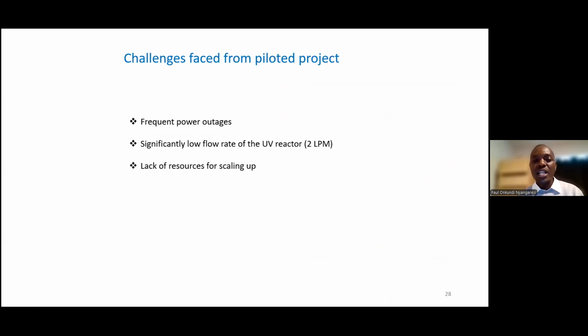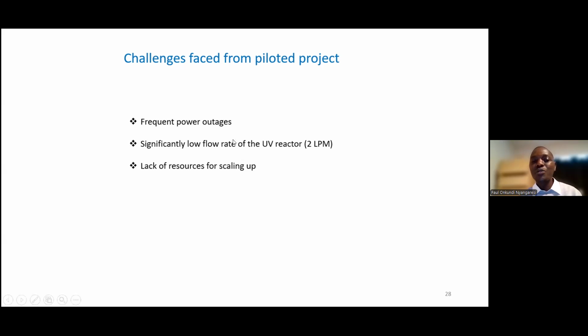Now, these are the challenges we faced when I applied that small system. One is frequent power outages. I told you in the rural areas or low resource settings, we don't have continuous electricity. We don't have enough electricity, and the one which is available is too expensive. So it's not continuous, and we used to have frequent power outages. So we had some challenges when using the UV system.